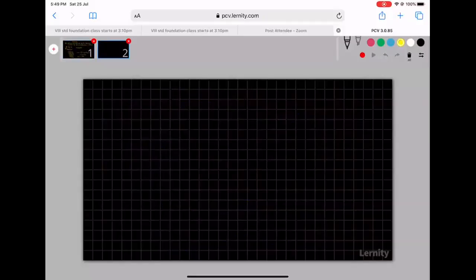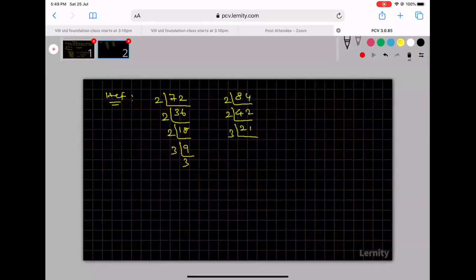Here I am going to find HCF. To find HCF, the same thing, I am taking 72. Dividing with 2, we get 36, 18, 9, and then 3, 3. Then 84 I can divide by 2 to get 42, then 21, and then 7. Now I can write 72 as 2 into 2 into 2 into 3 into 3, and 84 as 2 into 2 into 3 into 7.